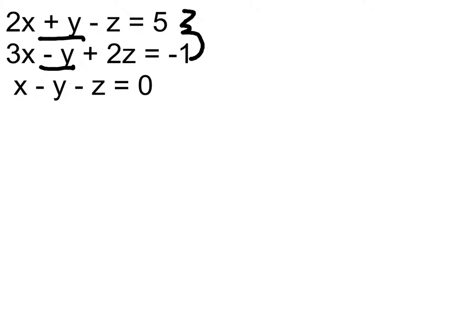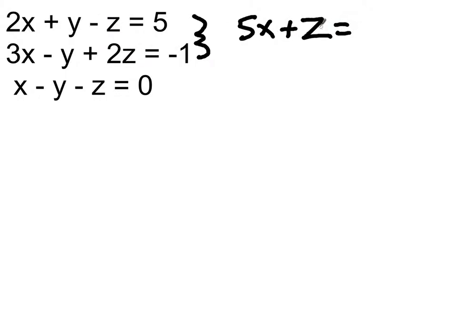So let's add those 2 equations, and I'm going to get 2x plus 3x gives me 5x, so I'm going to add those 2 over here. And that gives me 5x. Positive y minus y goes away. Negative z plus 2z gives me plus 1z. And that's equal to 5 plus negative 1 is 4. So now we have one equation that has 2 variables, and this is similar to what we've had before. What we need is 2 equations that have the same 2 variables.